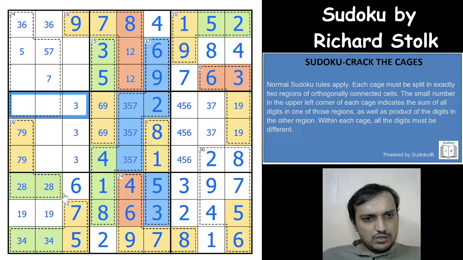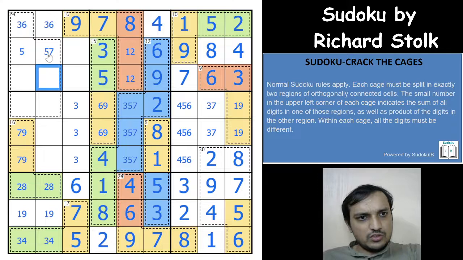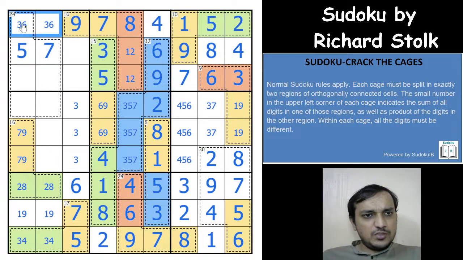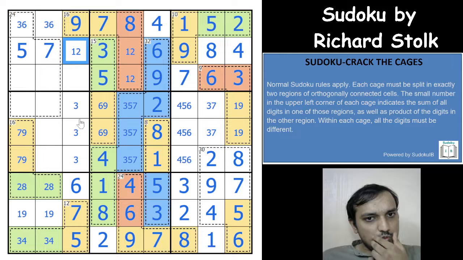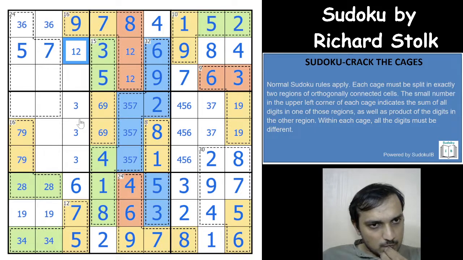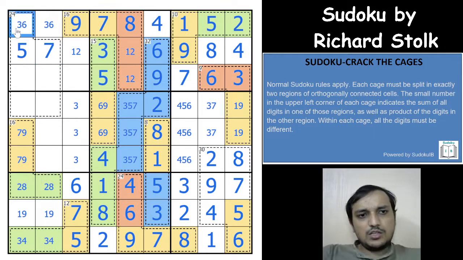2 cannot be here. Oh, this cell is not a 7, so this cell is a 7 and a 5, which means this cell would be part of the sum. Okay. So this is 1 and a 2, 4, 8, 1, 2. Okay. You already have 12, and the product is either 3 8 or 4 6, right?